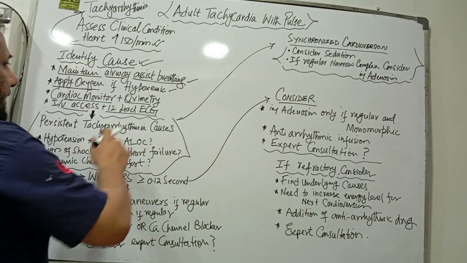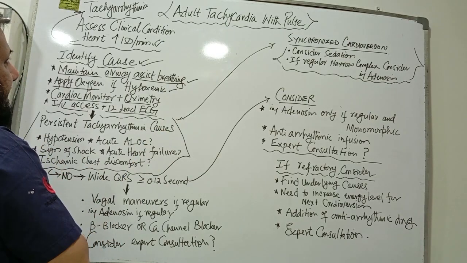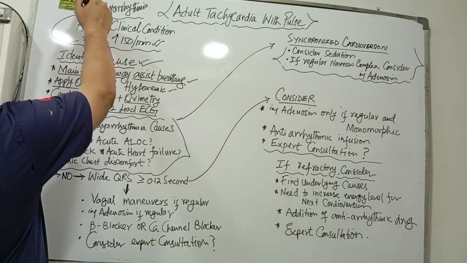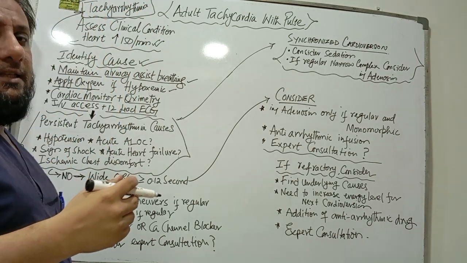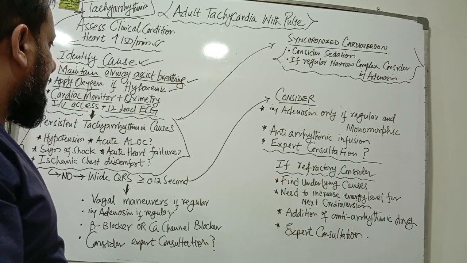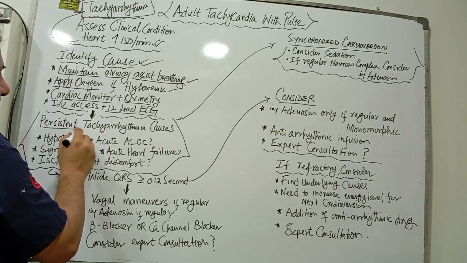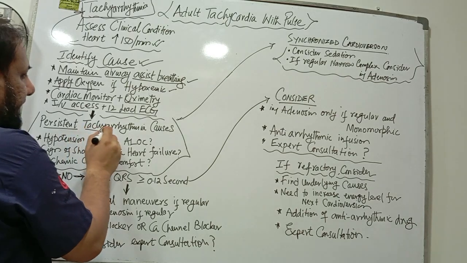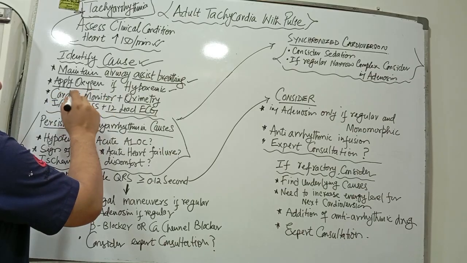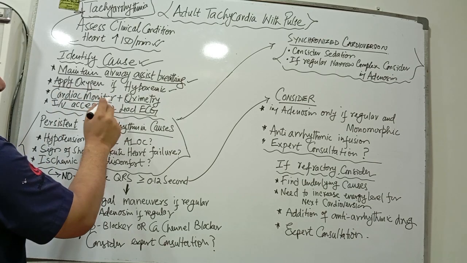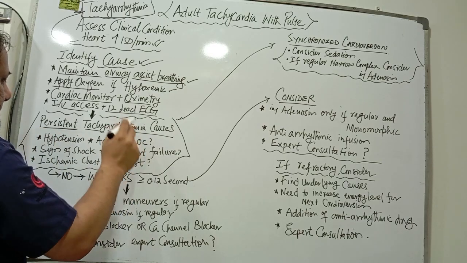Then after that, we will find out the causes of the tachyarrhythmia. The patient has gone into tachyarrhythmia; what are the possible causes? The first is persistent tachyarrhythmia after attaching the oxygen and monitor. The patient has persistent tachyarrhythmia.